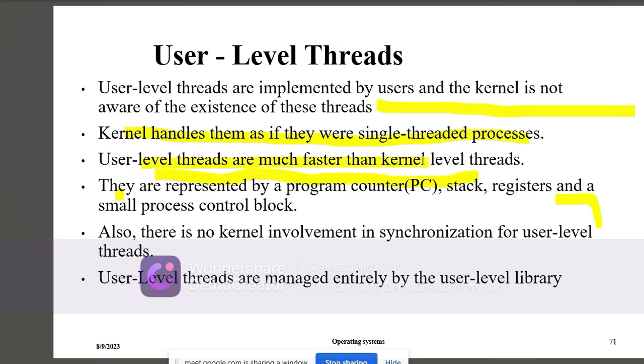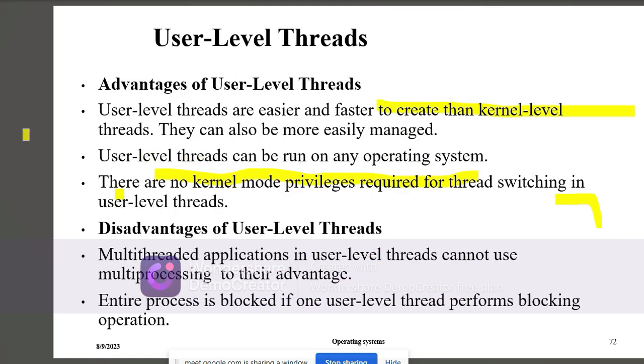User threads are much faster than kernel threads. A thread is represented using a program counter. User threads have their PC, stacks, registers, and a small process control block. There is no kernel involvement in synchronization for user threads because it is available in user space. So there is no involvement of the kernel, and user threads are managed entirely by the user level library only.